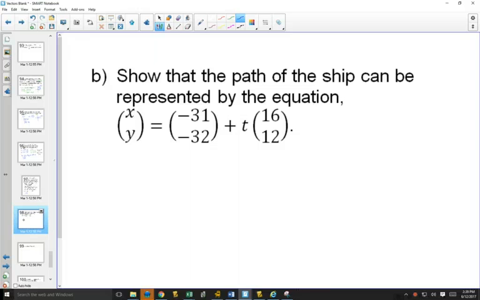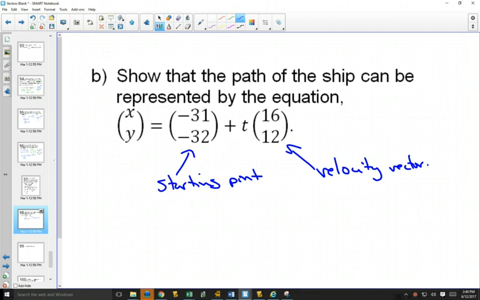Show that the path of this ship can be given by this vector equation. Well, we want this as always our starting point, and this is our velocity vector. We already know that the starting point for our ship is at negative 31, negative 32. What we need to do is find the velocity vector.